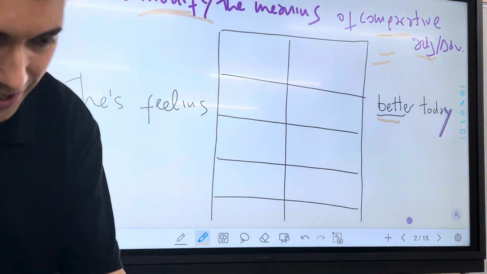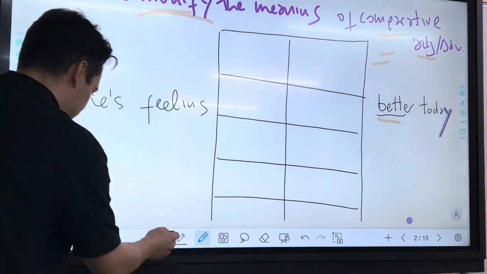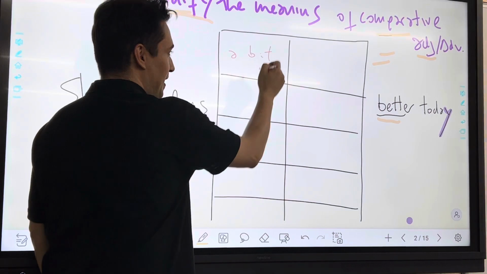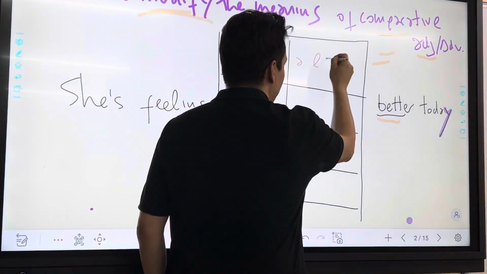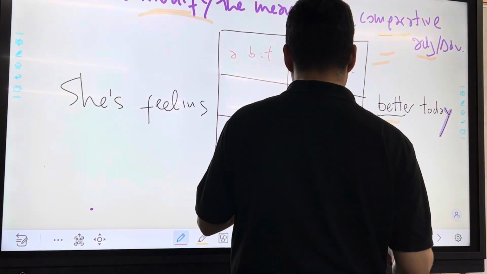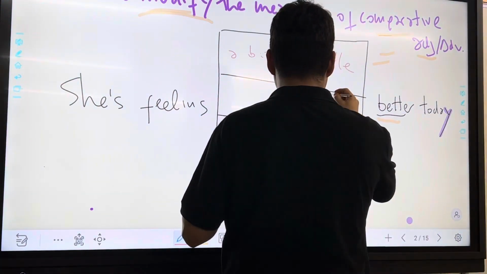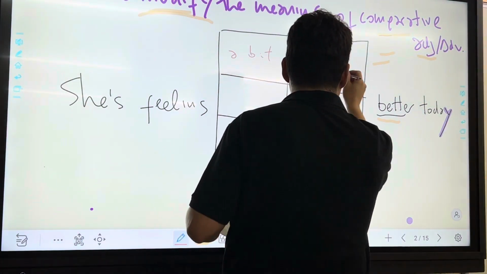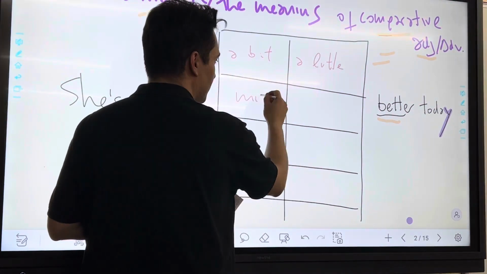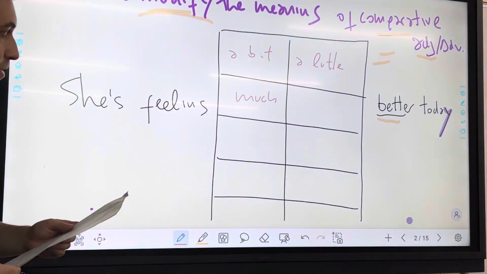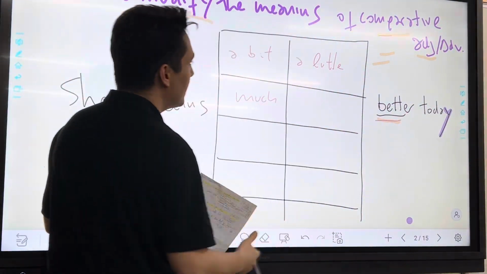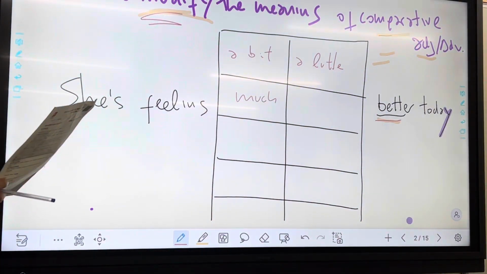What words can you think of that may modify that better? Can you give me some examples? You could say she's feeling a bit better. She's feeling a little better. You could also say, Carlos, what did you say? She's feeling much better. Very good. So here we're modifying the meaning of better with these. Yeah? What else can you think of?